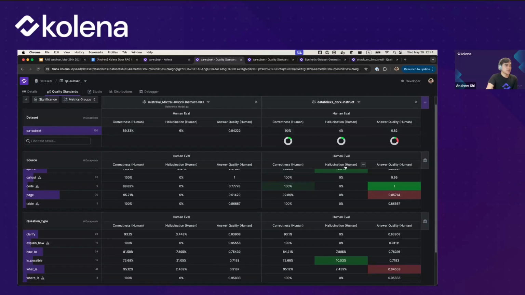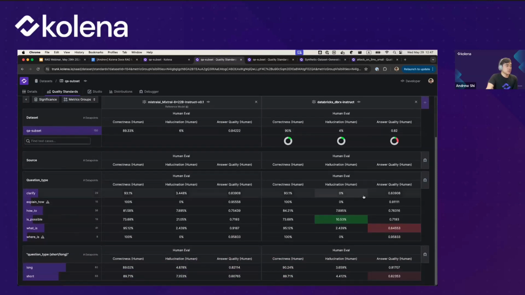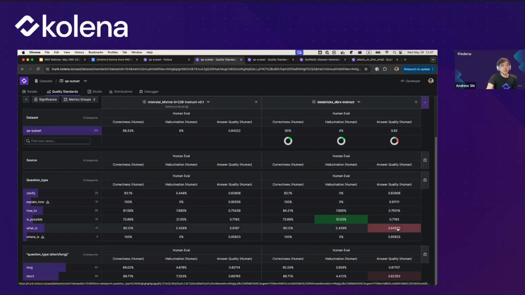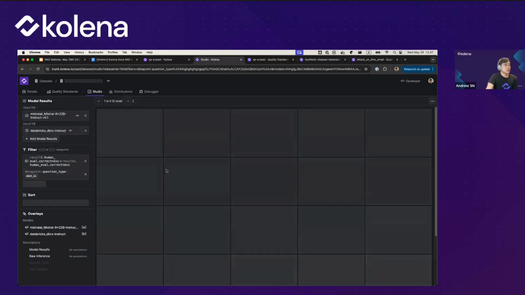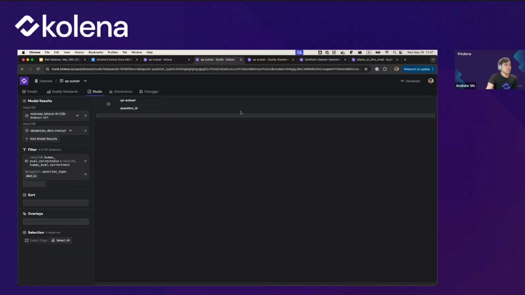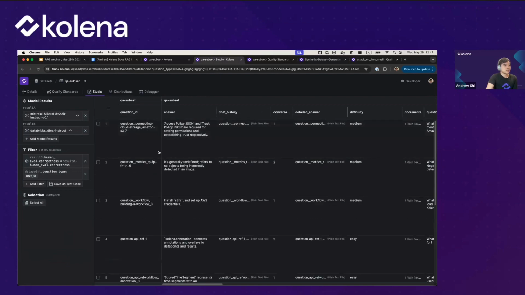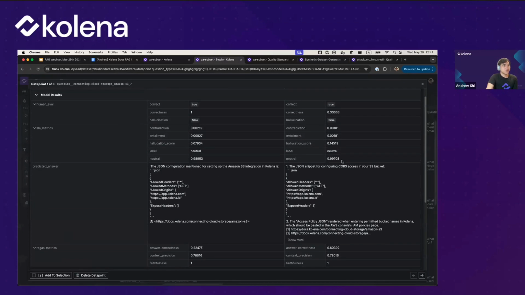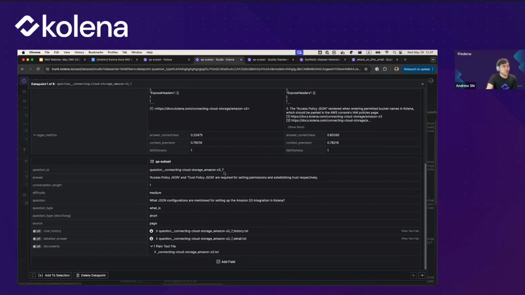We can see based on this breakdown that the answer quality score is worst for the Databricks model on "what is" type questions. If we click on that, we can see each of our questions and understand what each data point is.